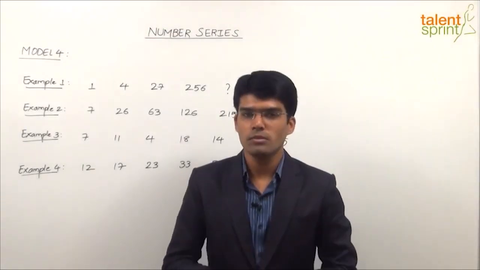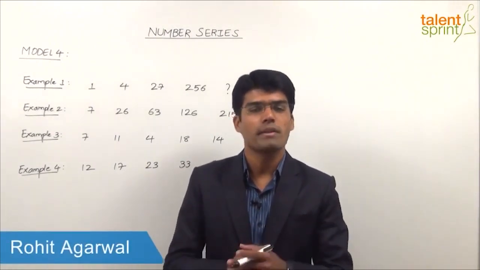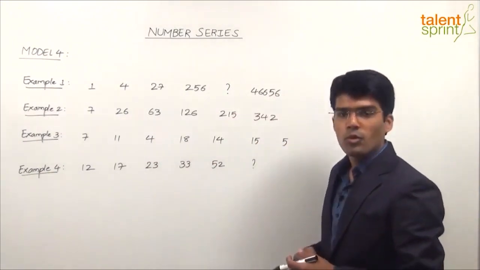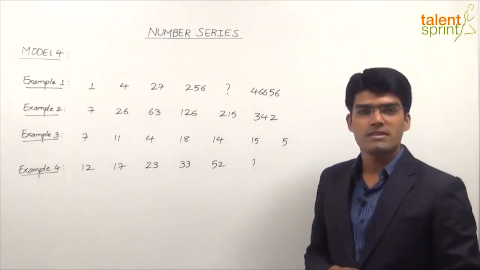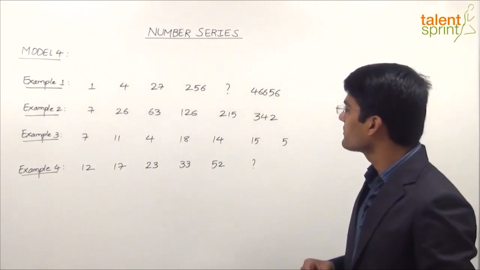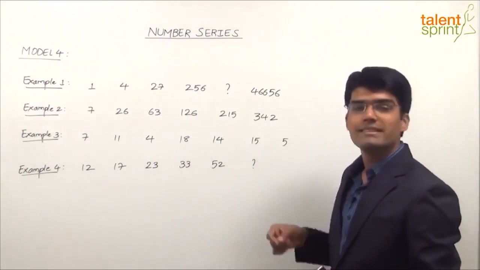Let us now take up the fourth module from this topic, where we are going to discuss various typical examples on number series. Now the first example here is 1, 4, 27, 256, question mark, 46,656, and we are supposed to find out what comes in place of question mark. Now what do you think should be coming in place of question mark? What is the logic in this series?